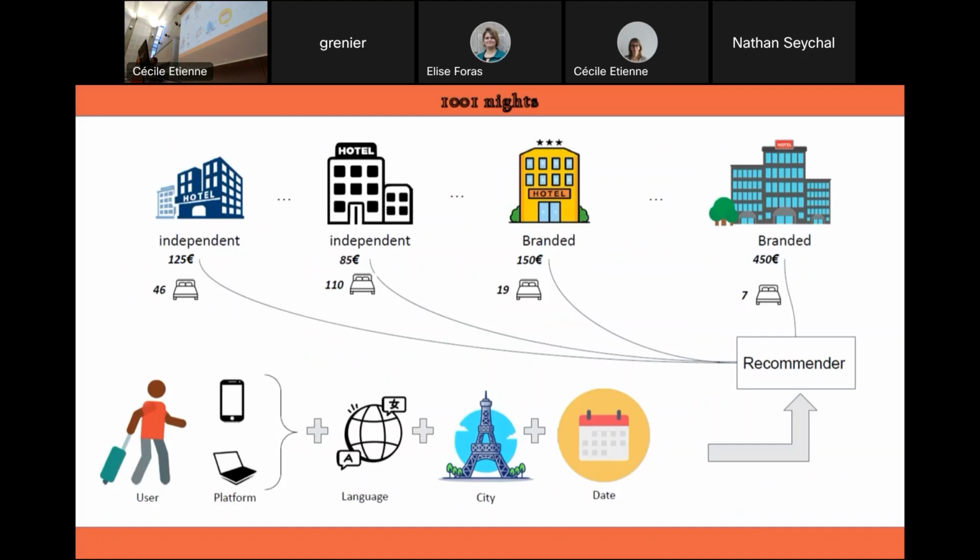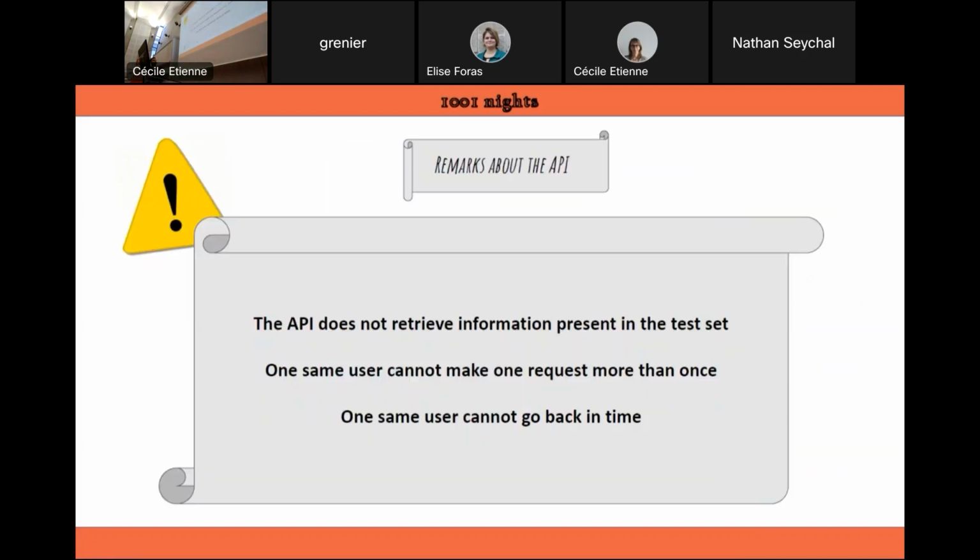There are some important rules to what we can do with these API calls. The first rule is that we cannot make the exact same call as something in the test set. Otherwise, the competition would be very easy. All we have to do is make the same API call.